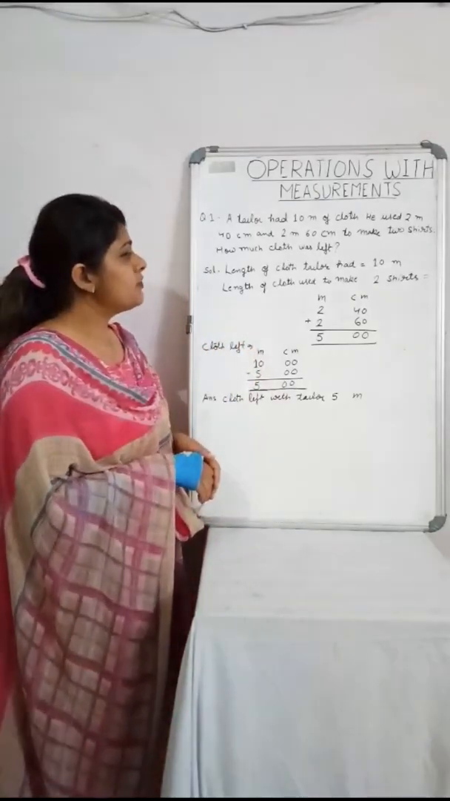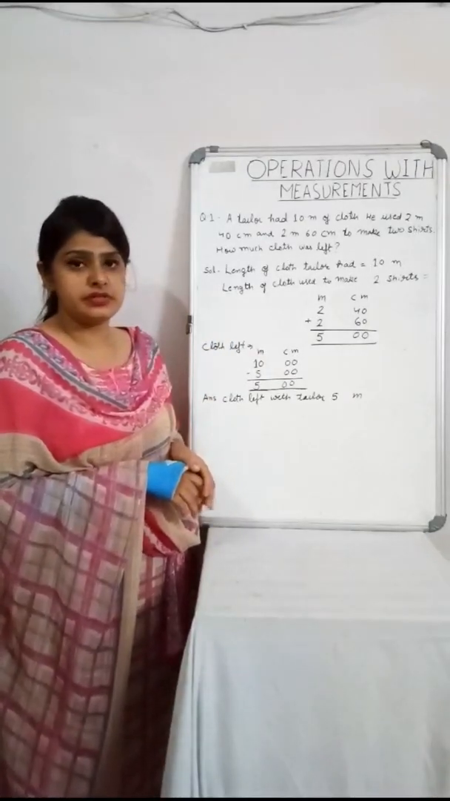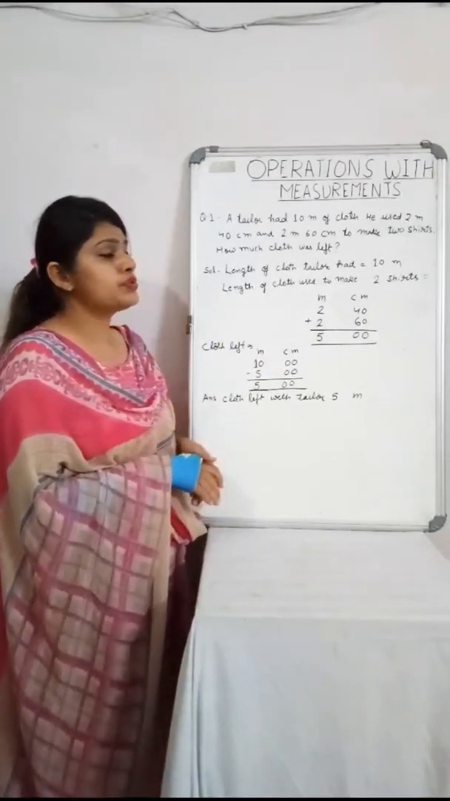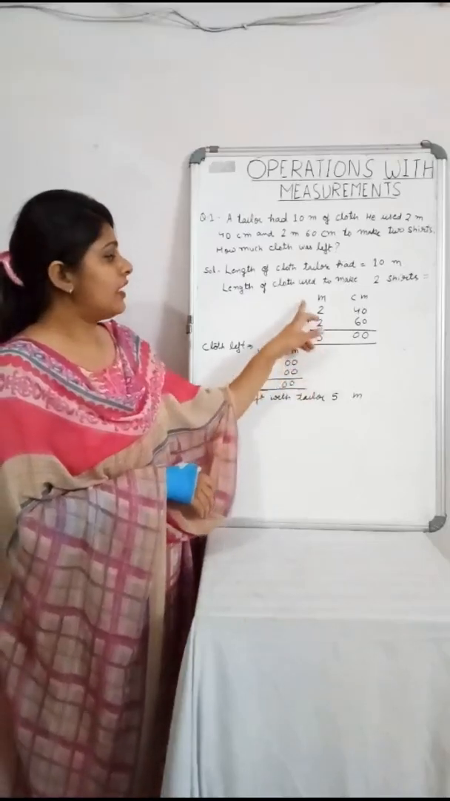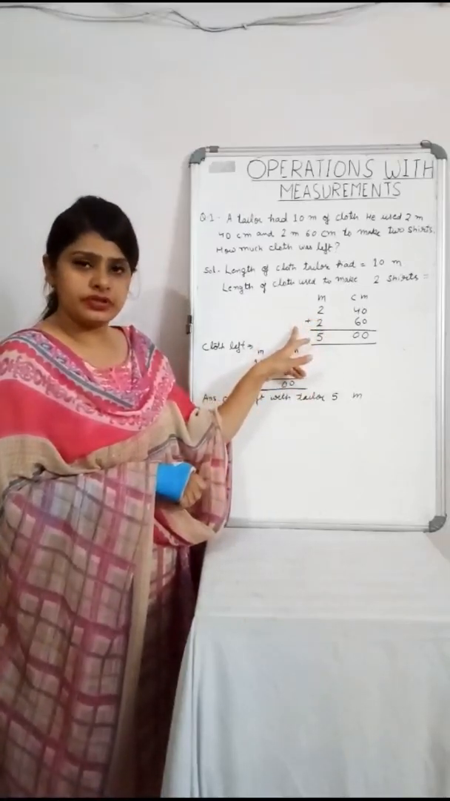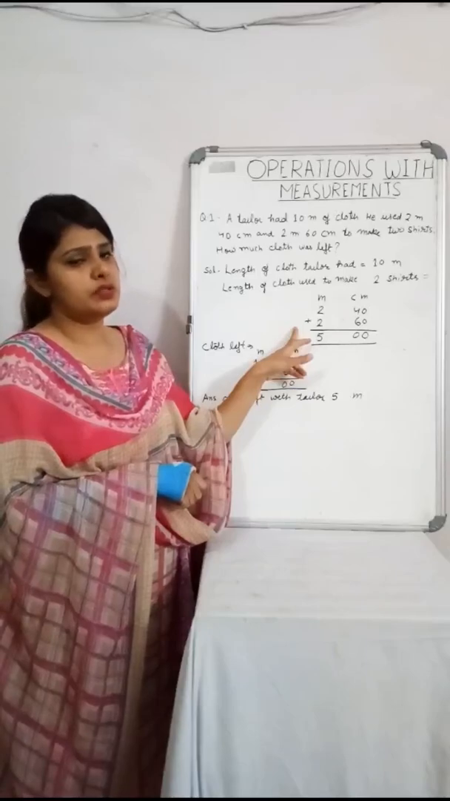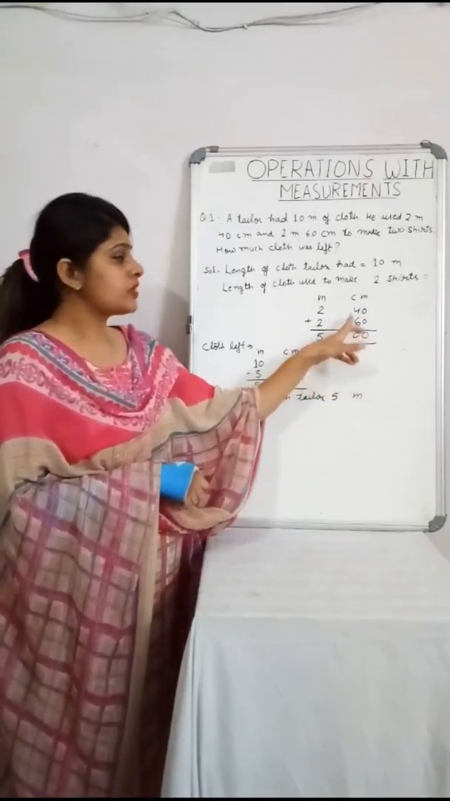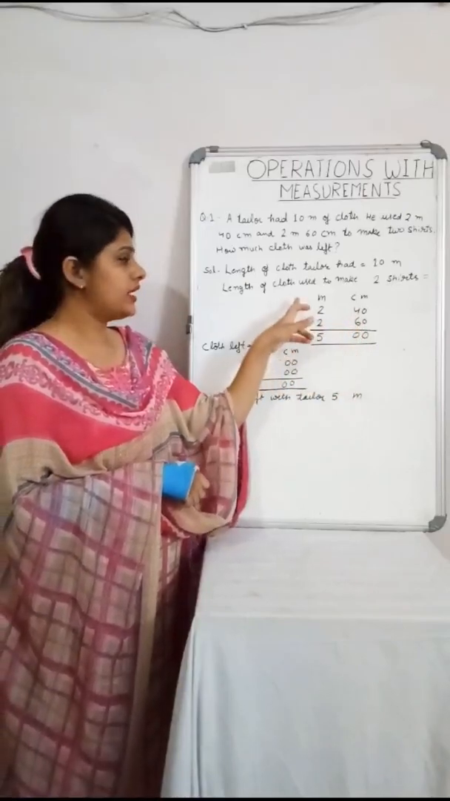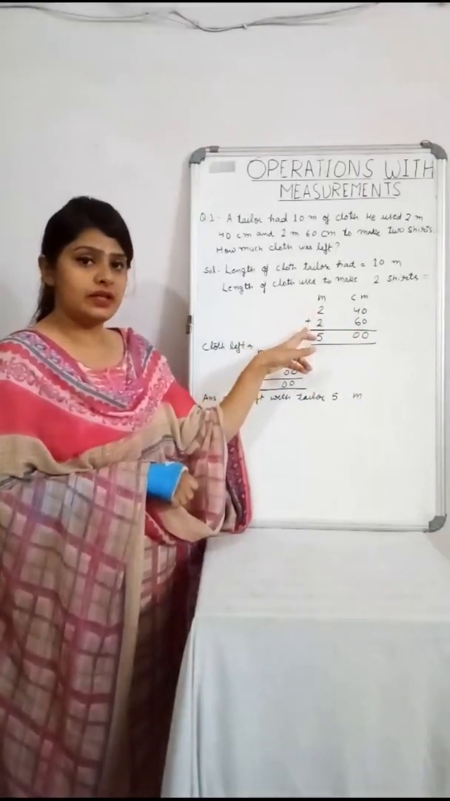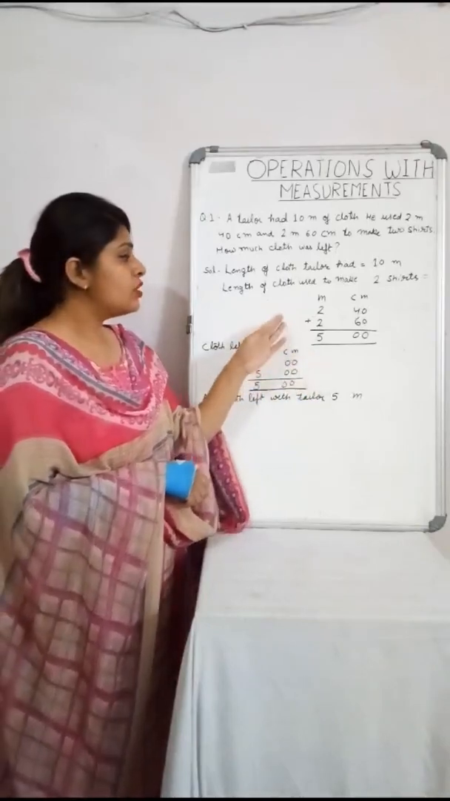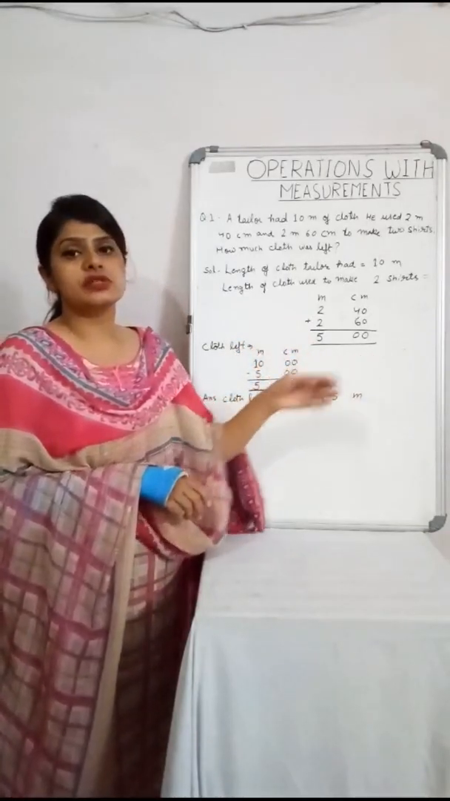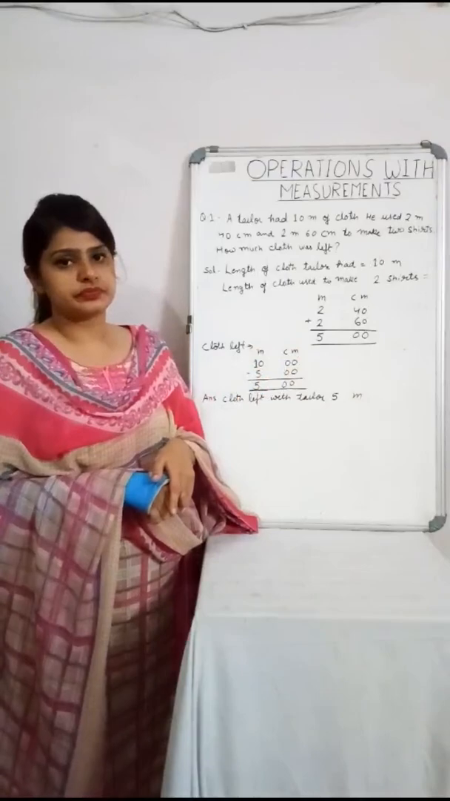Here, length of cloth tailor had 10 meters. Length of cloth used to make 2 shirts. We will add both the lengths of 2 shirts which are used in making. So 0 plus 0, 0. 4 plus 6, 10. 1 carry here. 2 plus 2, 4. And then 1 carry, that is 5. So we get 5 meter 00 centimeters.